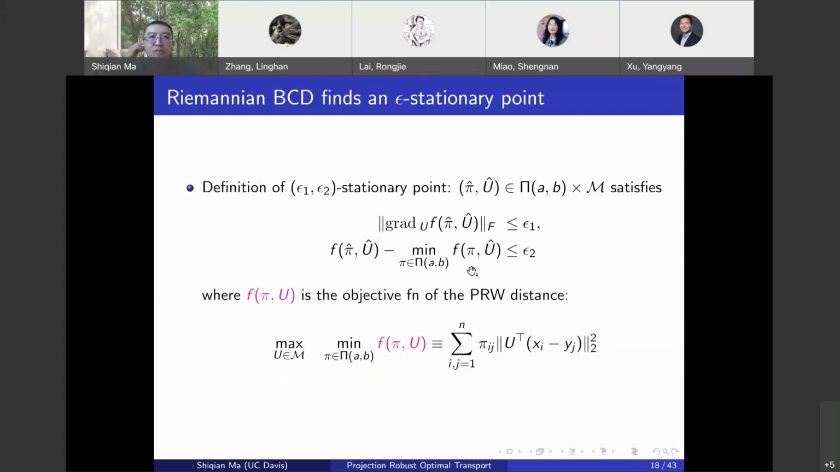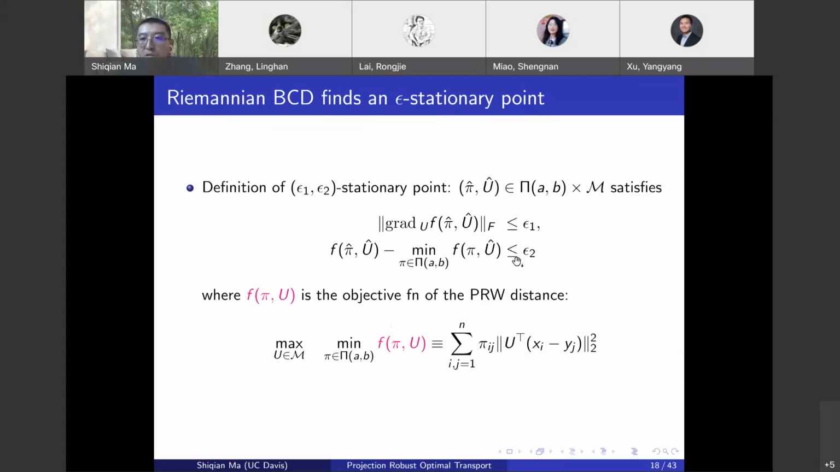We can actually prove that our Riemannian BCD algorithm finds an epsilon stationary point of the original problem. When we prove the convergence results, we prove that we find an epsilon stationary point to the original problem. There is no entropy regularizer here. Now let me first introduce our definition of the epsilon 1, epsilon 2 stationary points. We call pi hat, u hat an epsilon stationary point if these two inequalities are satisfied.